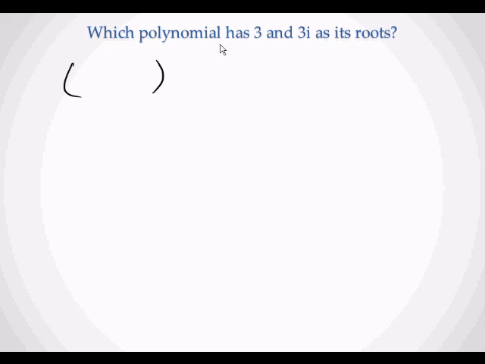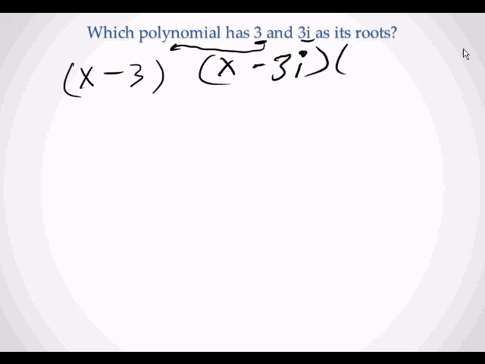Which polynomial has 3 and 3i in its roots? You pretty much have to do the multiplication. We have done this before. Remember when I said to find the polynomial, we put an x in there, and since it's a 3, we use a minus 3. Then we have a 3i, so we put an x in there, and we use the opposite sign, minus 3i.